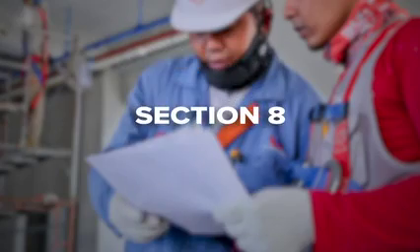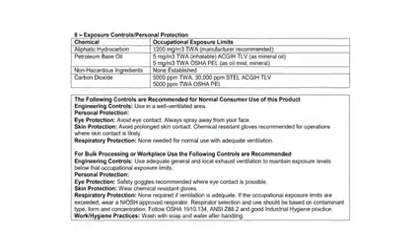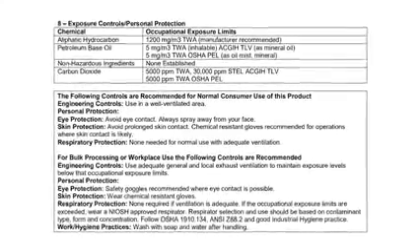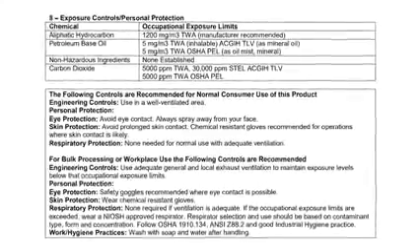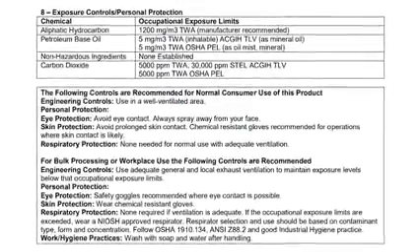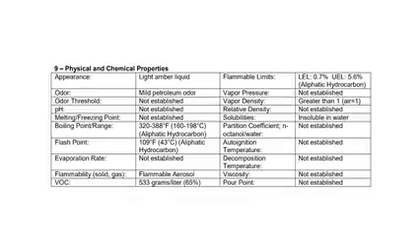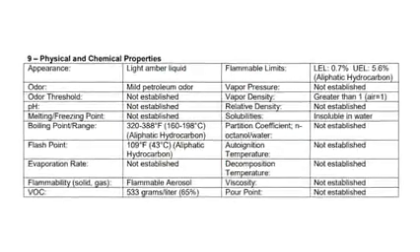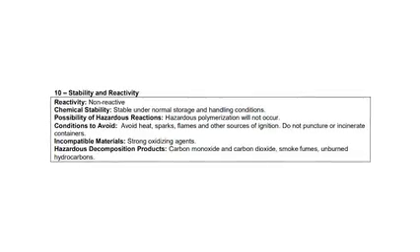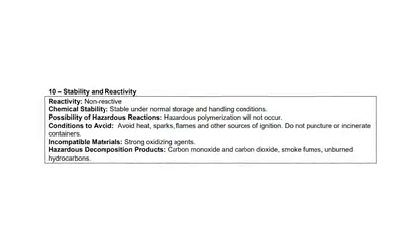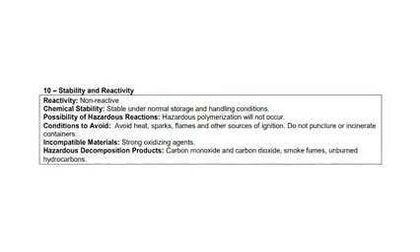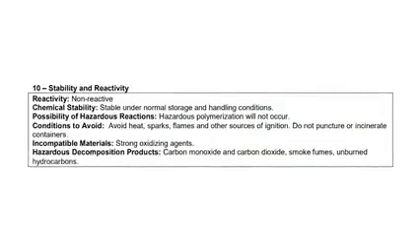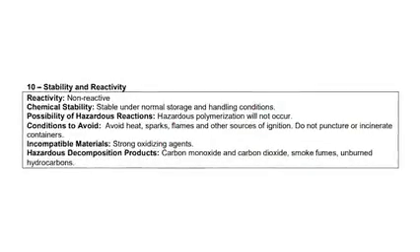Section 8. This section specifies permissible exposure limits, PELs, threshold limit values, TLVs, personal protective equipment, PPE, and appropriate engineering controls for the chemical product. Section 9. This section provides basic information related to the physical and chemical properties of the product. Section 10. This section contains information regarding the stability and reactivity of a chemical product that is composed of 3 subsections: reactivity, chemical stability, and miscellaneous information about the product.